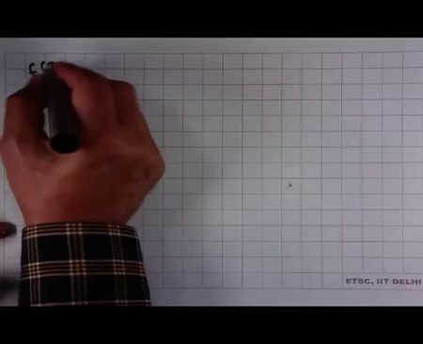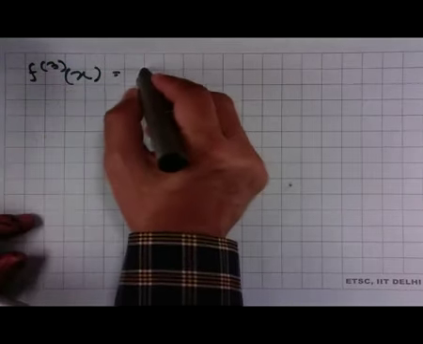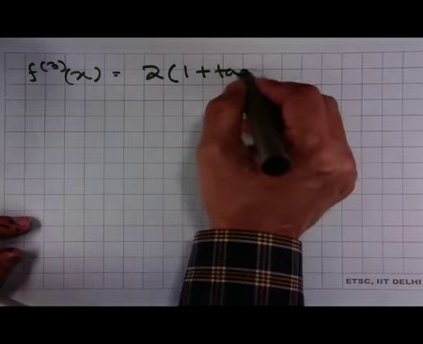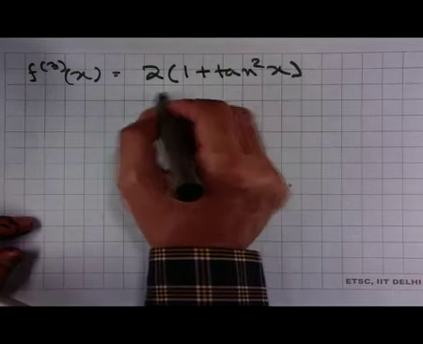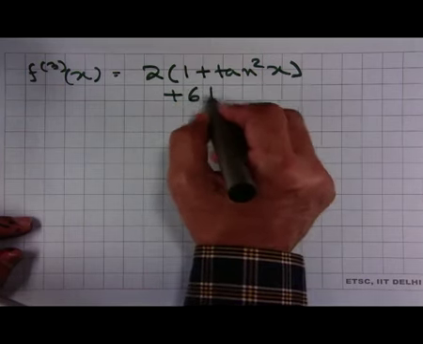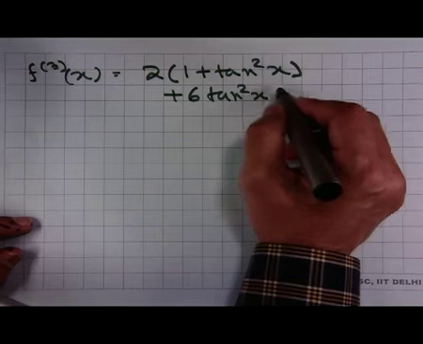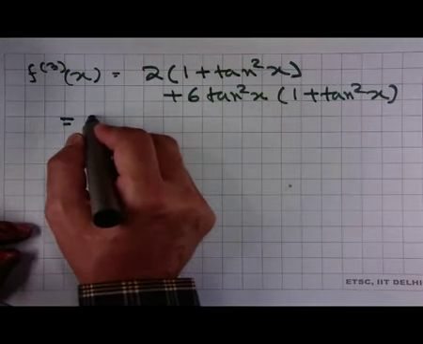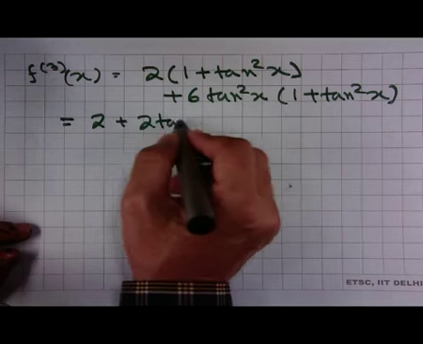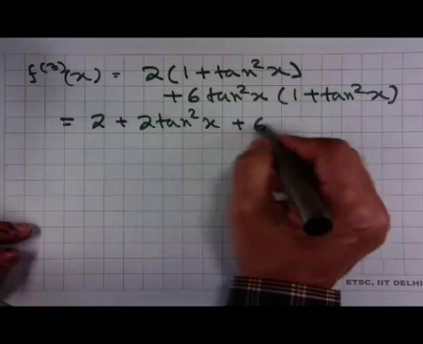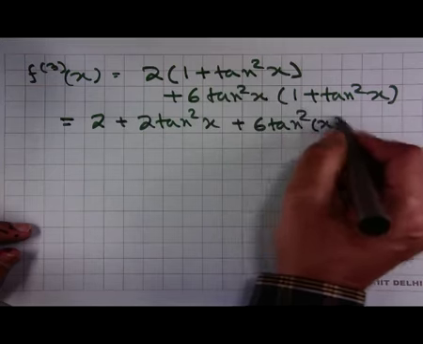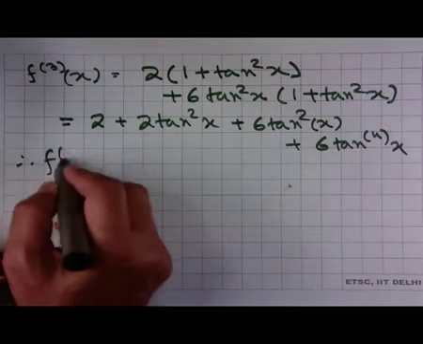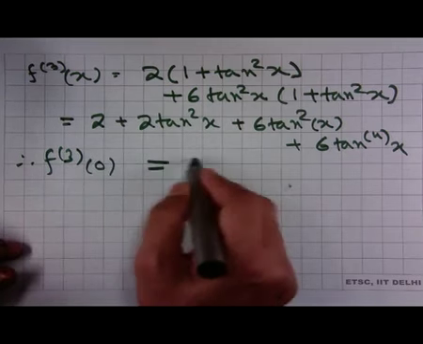Therefore, f 3 x is equal to 2 into 1 plus tan square x plus 6 tan square x into 1 plus tan square x, which is equal to 2 plus 2 tan square x plus 6 tan square x plus 6 tan to the power 4 x. Therefore, f 3 at 0 is equal to 2.